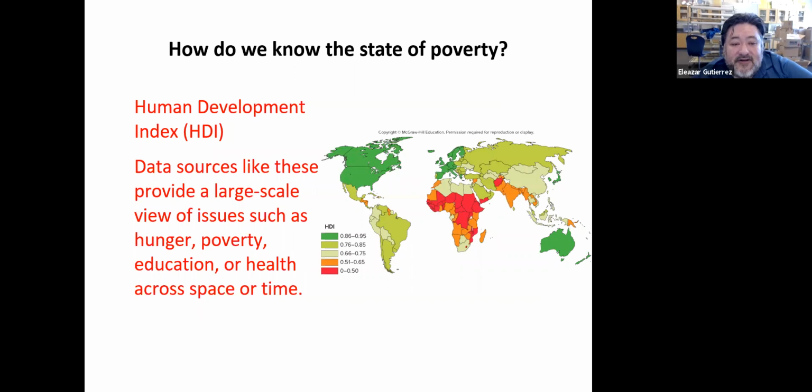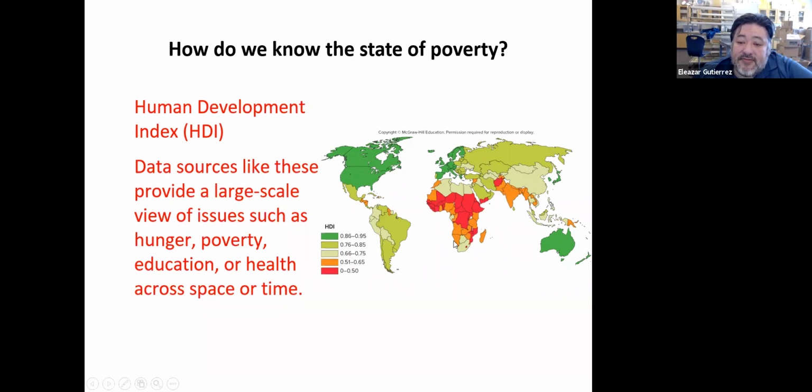The Human Development Index is an index that views hunger, poverty, education, and health. And the lower the index, the worse all these items are. So you can see the red is an index of 0.5, and there are my sub-Saharan countries. See that? And then over here, I think we're looking at Turkey, but predominantly sub-Saharan countries.